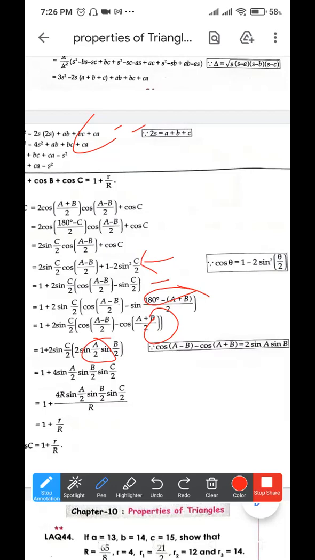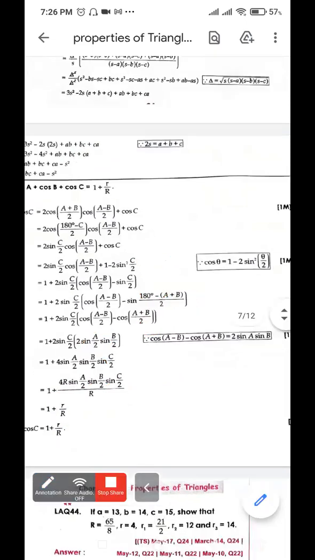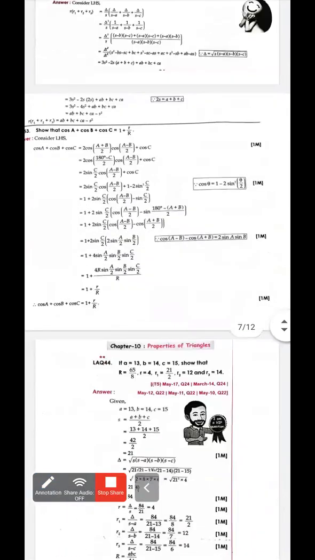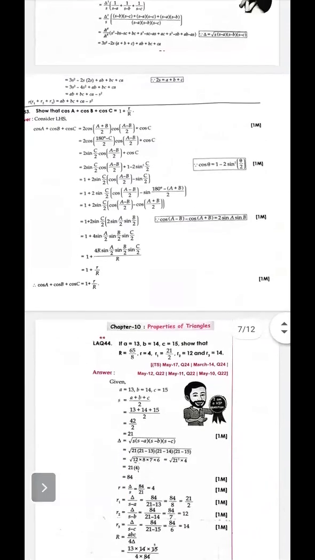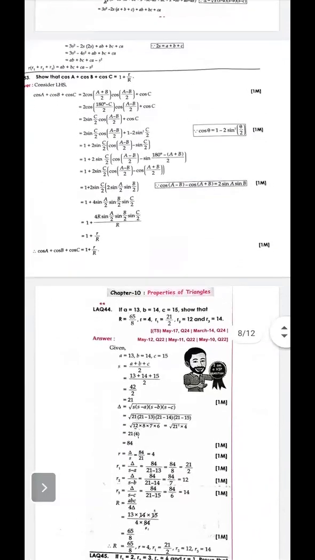Now what we are doing is multiplying and dividing with capital R. If you multiply and divide with R, this numerator will become small r. So you'll get the final answer as 1 plus small r by capital R. With this, we have finished all the SAQs.